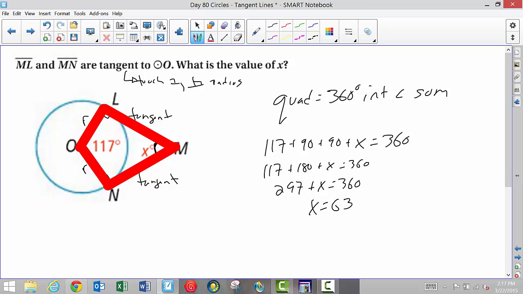So you're going to have to know your rules of triangles and also know your rules of polygons. So again, if a line, ray, or segment is tangent to a circle, meaning it touches the circle once and only once, it's going to be perpendicular to the radius.